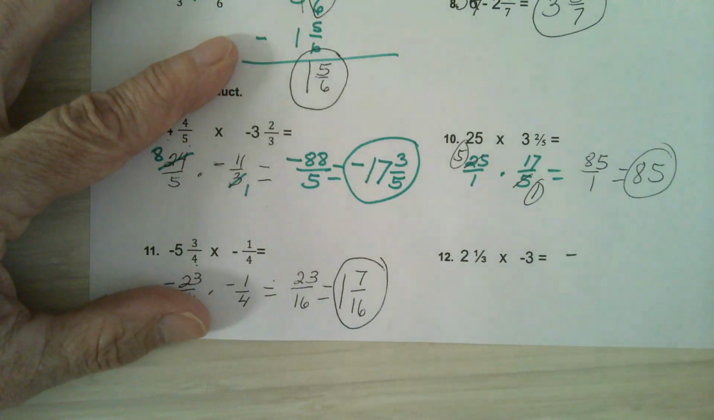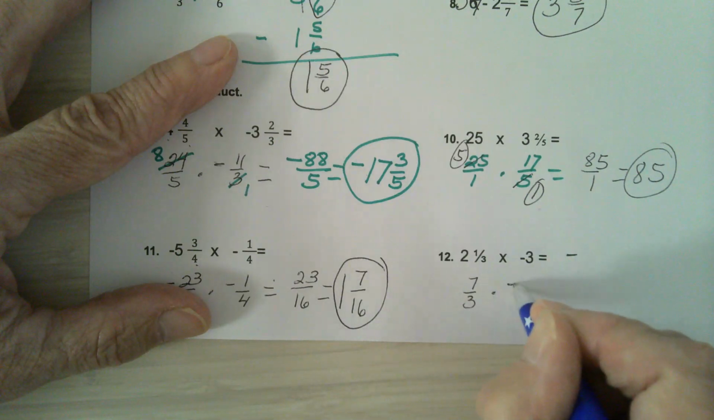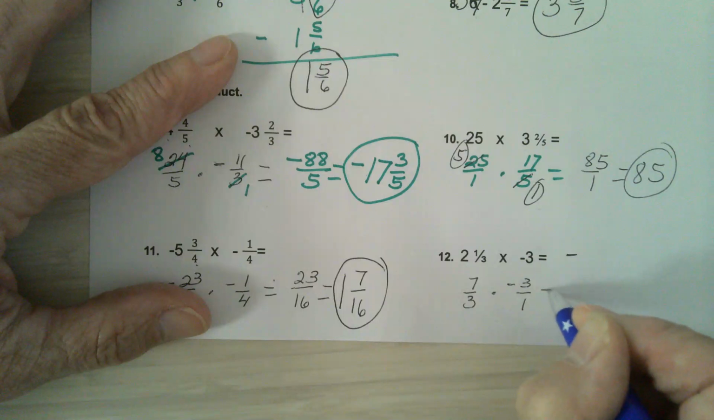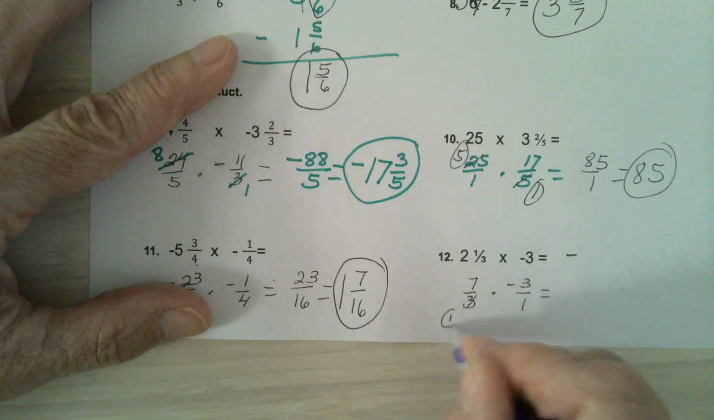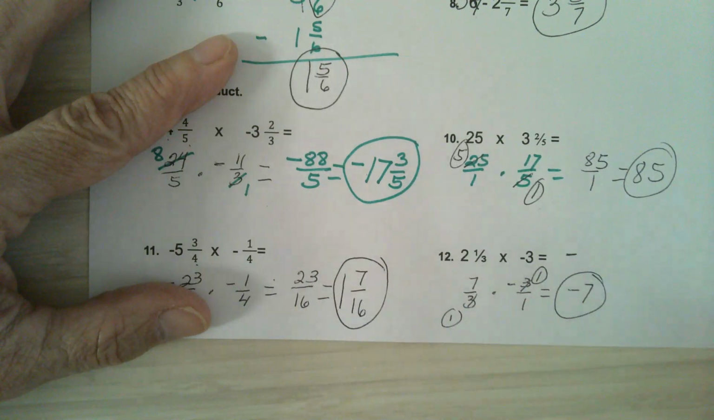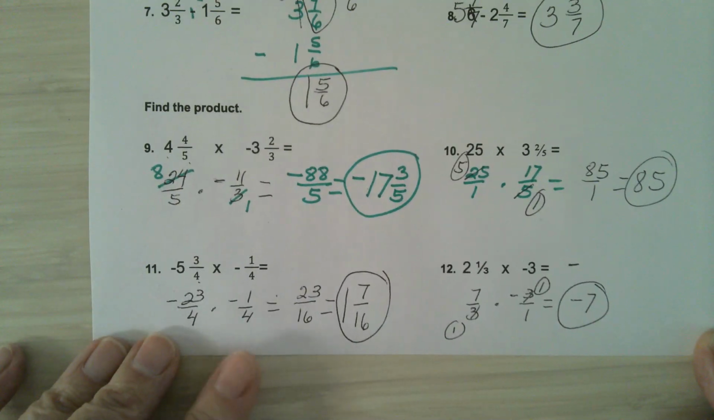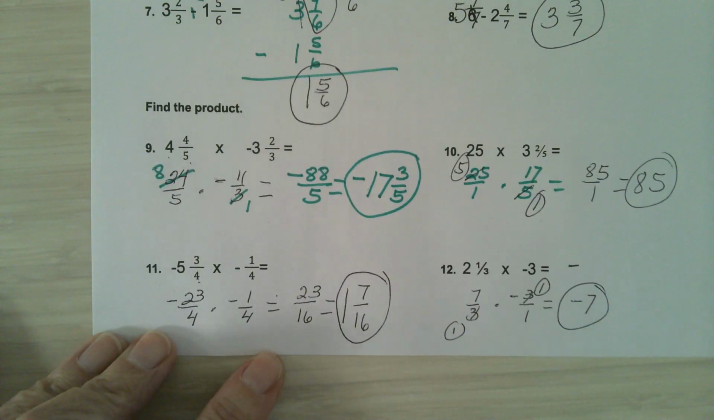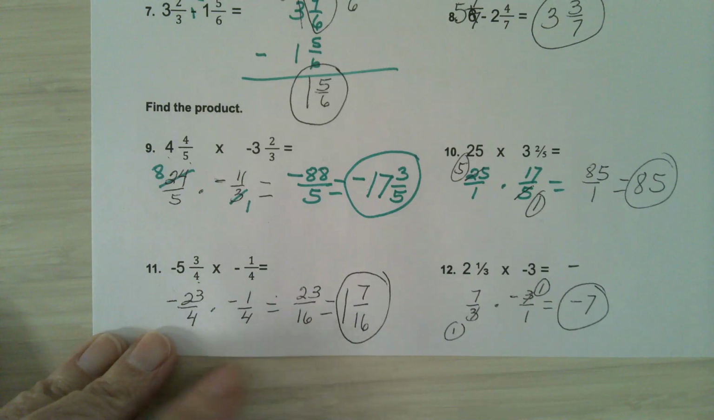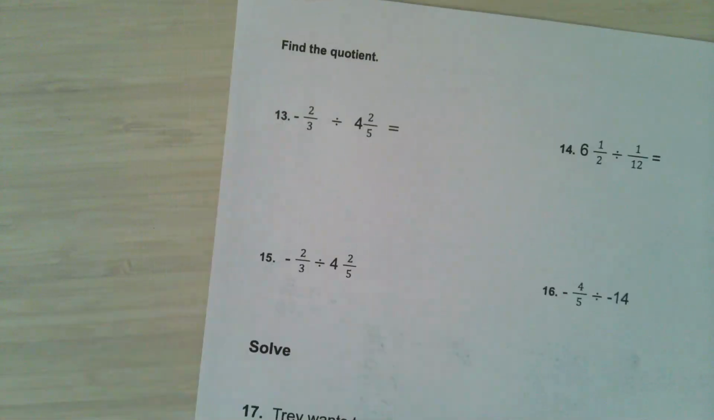Number 12, the answer will be negative. Positive times negative is negative. 7/3 times negative 3 over 1, and they turn into ones, and it's a negative 7. Any questions on how to do 1 to 12? Okay, I didn't go very fast, and I got that done in 6 minutes and 50 seconds, actually a little less than that. So let's go to the back page.